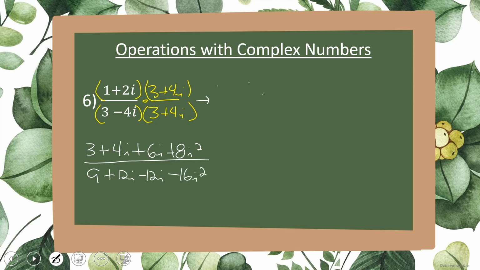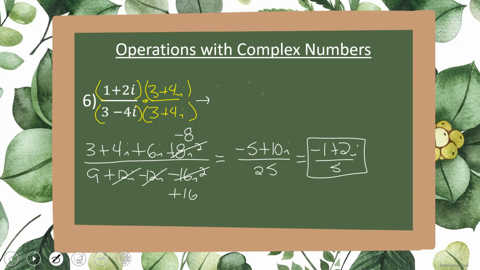So when we get to here, a couple of things happen. Well, these 12i's cancel, but then I have i squareds. A plus 8i squared is actually the same thing as a minus 8. And then a minus 16i squared is going to be the same thing as a plus 16. So when I combine my like terms in the numerator, I have a negative 5 plus 10i. And then in the denominator, I'd end up with a 25. Now, all of these are multiples of 5, so I'm going to reduce by a factor of 5 to get my final answer, which would be negative 1 plus 2i all over 5.